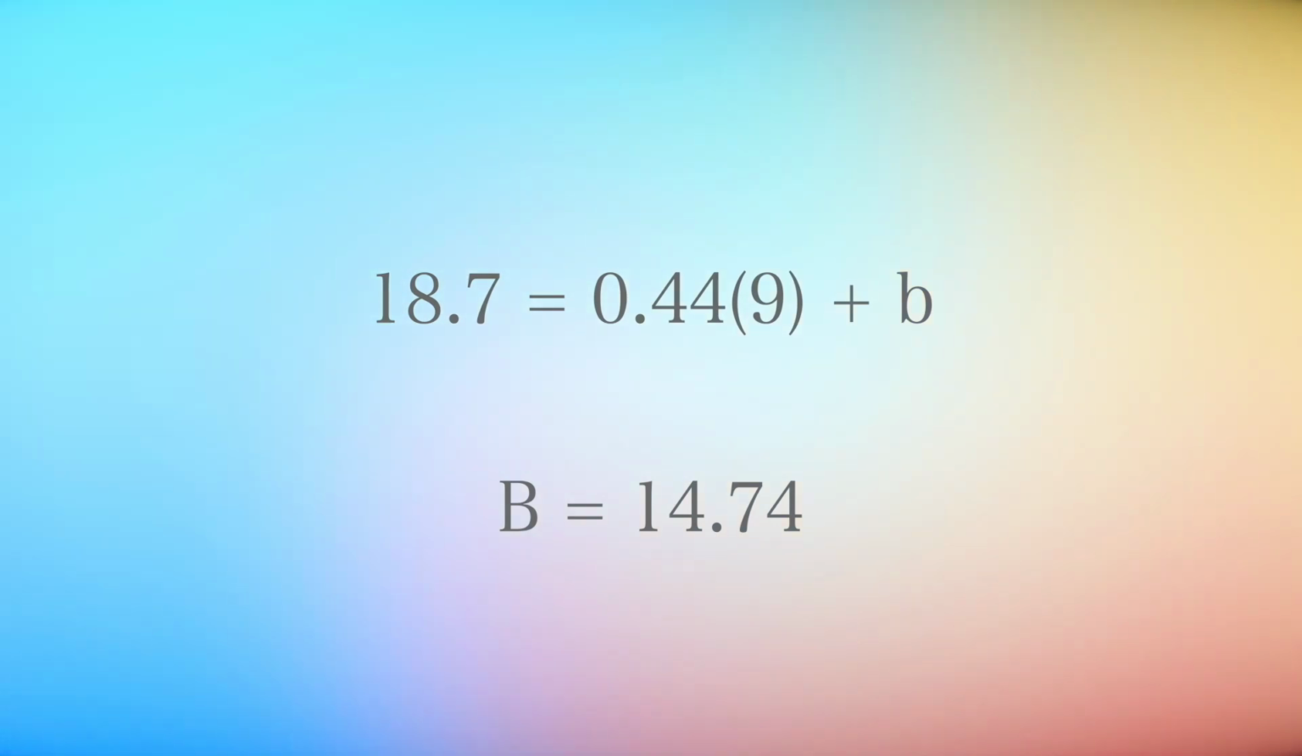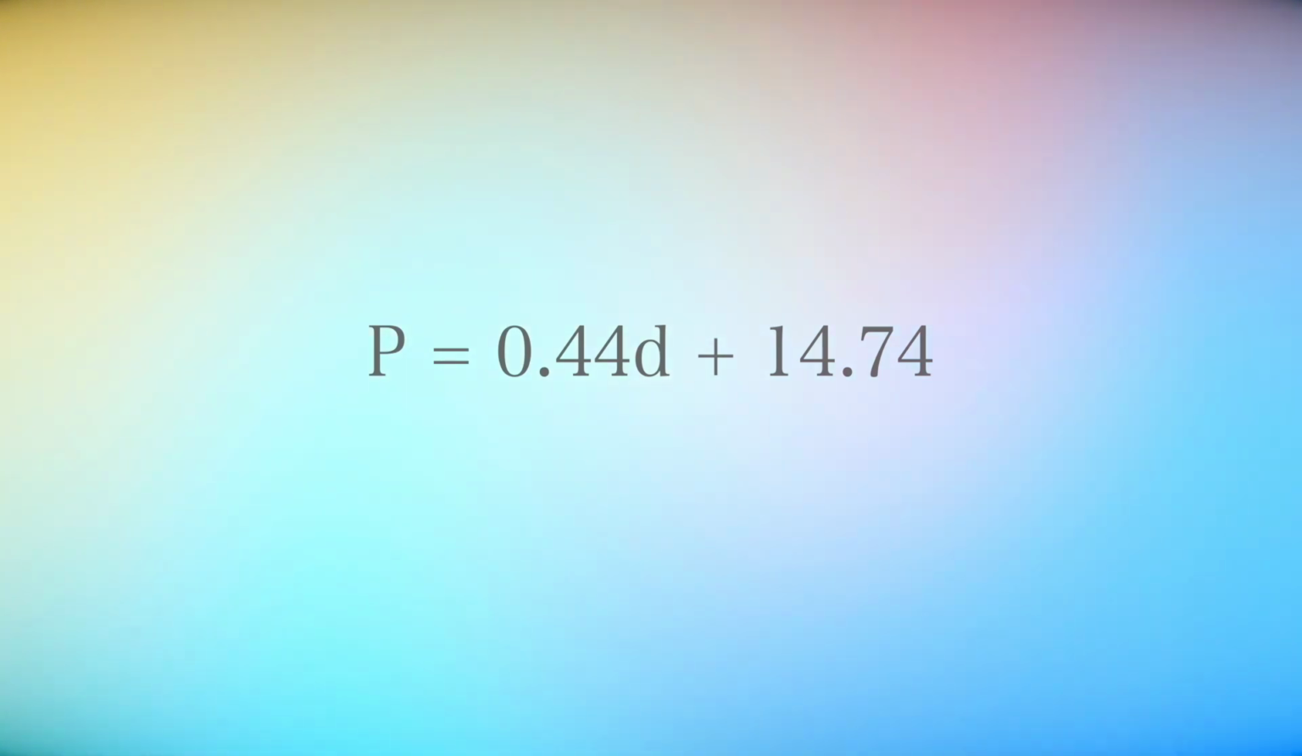Then one needs to determine the pressure due to the atmosphere, or in other words, the pressure when the diver is at a depth of 0. Solving the equation 18.7 equals 0.44 times 9 plus b gives you b equaling 14.74. Therefore, the model that can be used to relate the pressure and the depth is P equals 0.44d plus 14.74. And there you have your SAT question of the day.